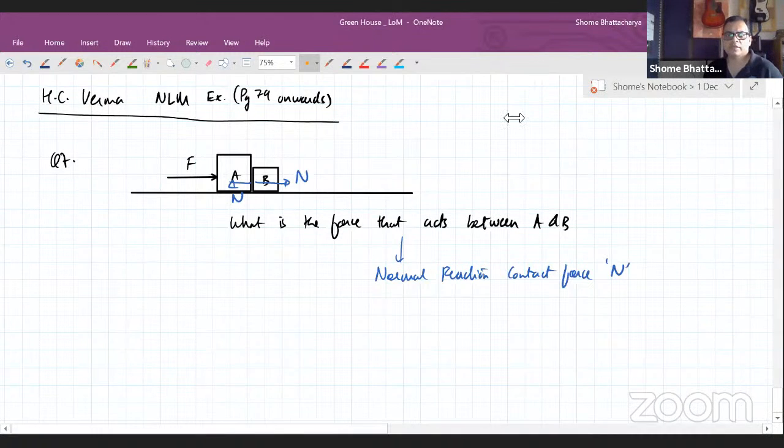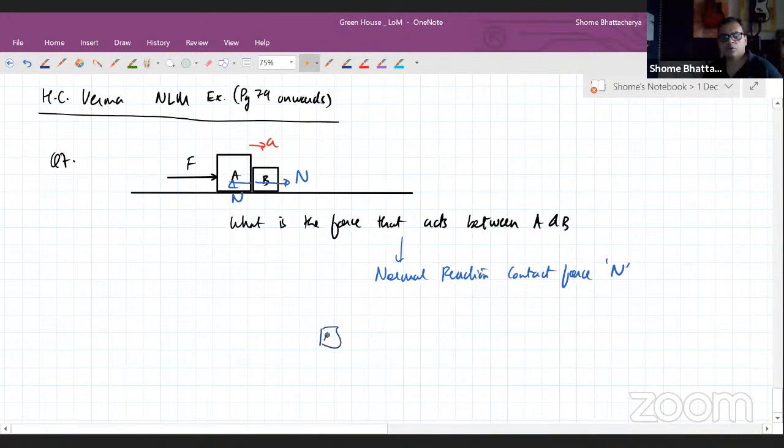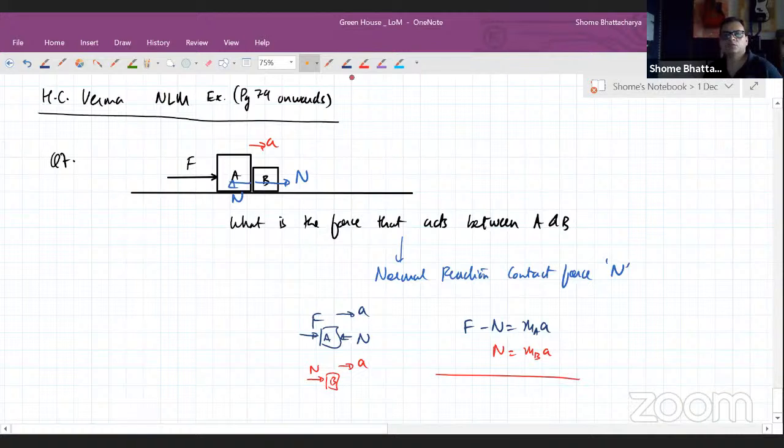So, you want to find out the force, right? What you do is assume the system has some acceleration a. When you look at the free body diagram of block A, you have F and N, so F minus N is equal to m_A a. And when you look at the free body diagram of block B, you have only the normal reaction force pushing it horizontally. So N is equal to m_B a. Now these two equations, equation 1 and 2, you just solve them.